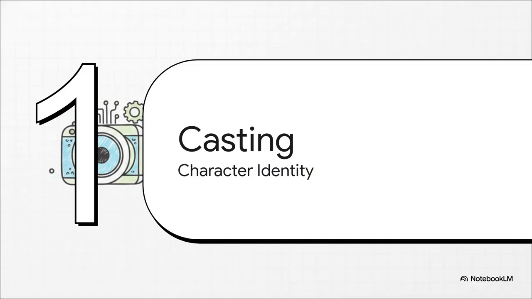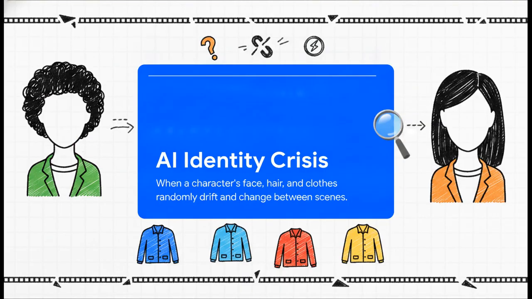Stage 3. Casting and locking your character's identity. Listen, this is the exact step that 90% of amateur creators completely skip, and it absolutely ruins their content. Have you ever watched an AI-generated video and noticed the main character's face just morphs? Like in one shot they have curly hair, in the next it's bone straight, and their jacket magically changes color? That is the AI identity crisis, and it instantly shatters viewer immersion. It just makes the video look incredibly sloppy.